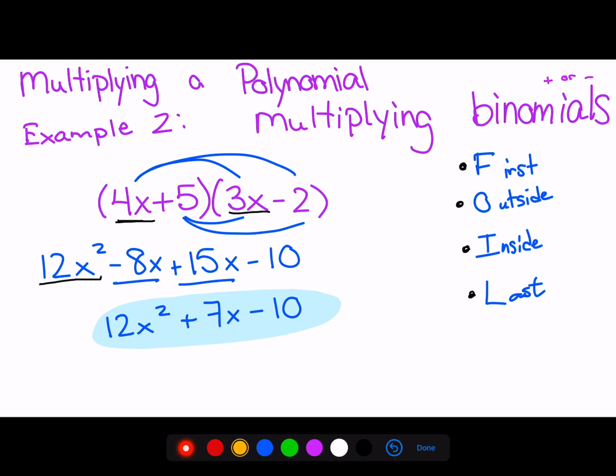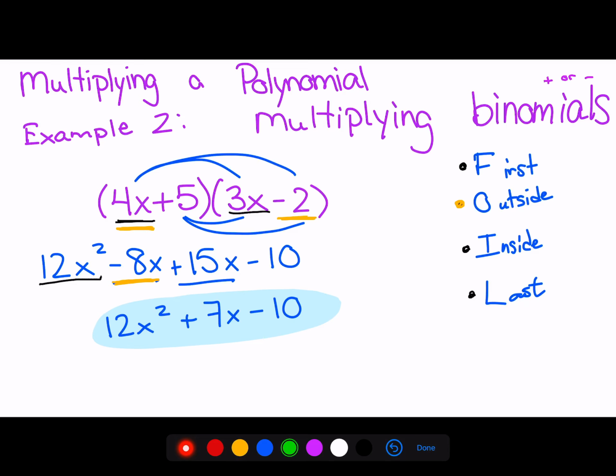Next, I do outside. My outside terms for both bubbles: 4x is on the outside and negative 2 is on the outside. They're the most outside terms of the two bubbles. They're on the outside of the parentheses, as we can see. They're at the very edge. So I multiply those two next. 4x times negative 2 gives me negative 8x.